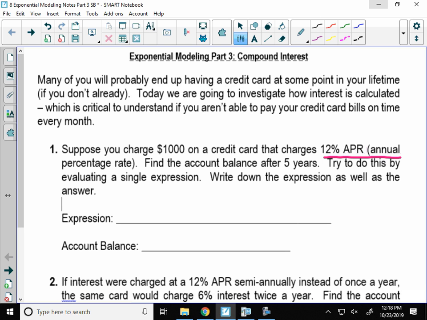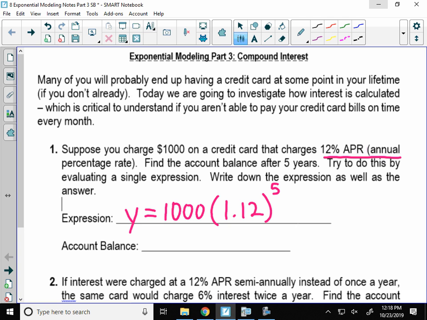So this is what we did yesterday. How do we set up an expression to say what is the exponential model to find the account balance? What would you write? What's your starting amount? 1,000. Okay, what will go in the parentheses is the growth rate here. Yeah, 1.12, right? 1 plus the 12% interest, and 5 will be our exponent.